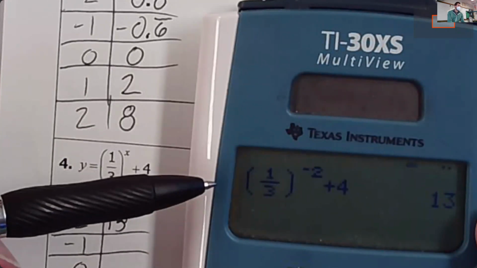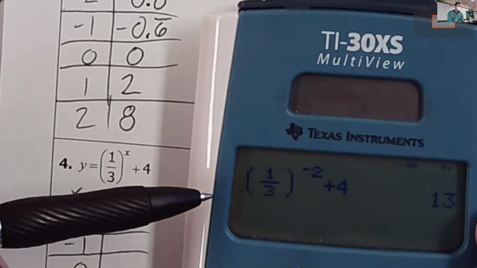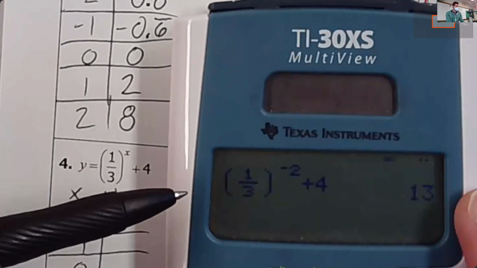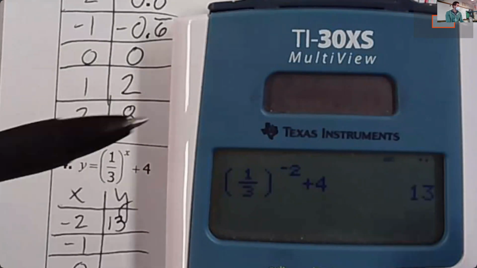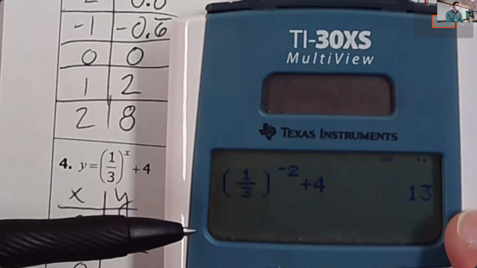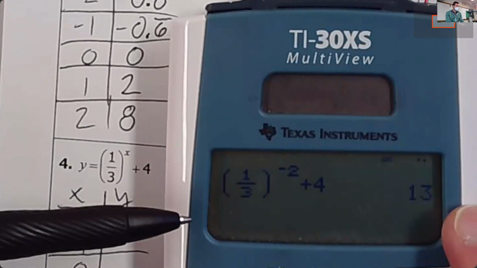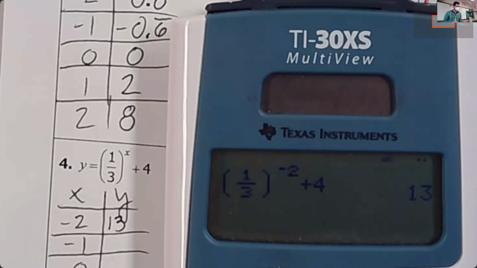Make sure that you're getting this on your calculator. If you're having a hard time making sure that this ends up showing you an answer of 13, let me know. I'm happy to help you out because, again, using the calculator correctly is maybe the most important part of what we're doing today. So 13 is what we have for x equals -2.